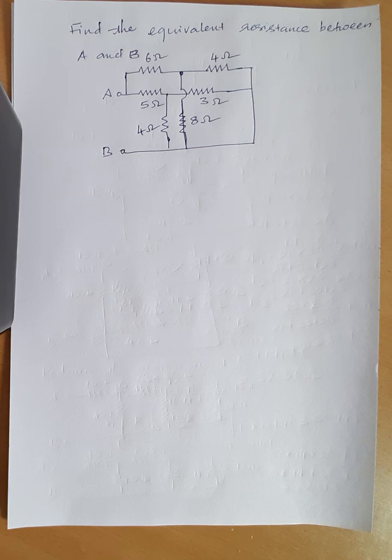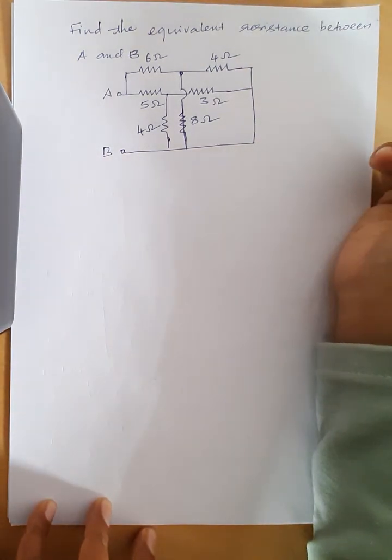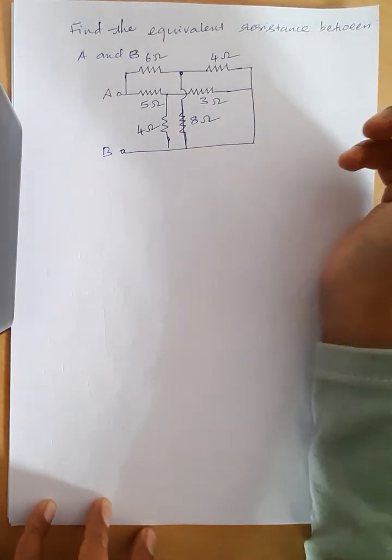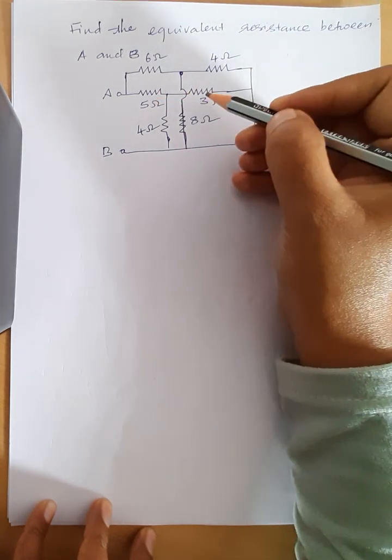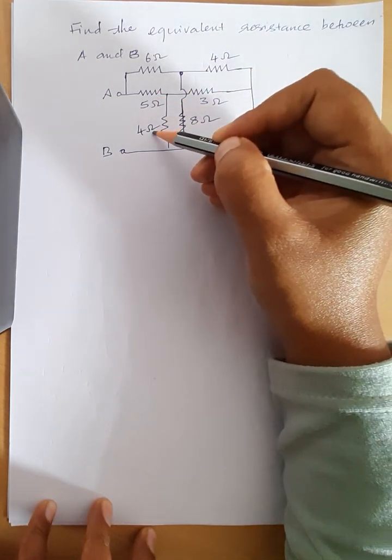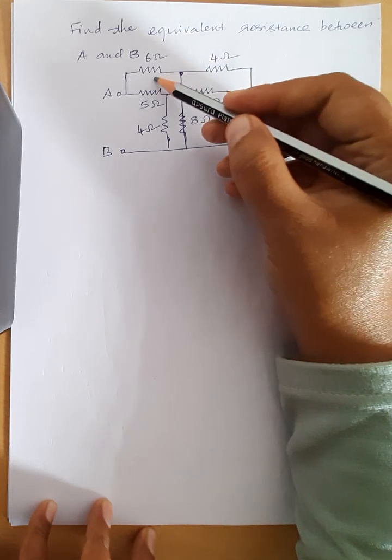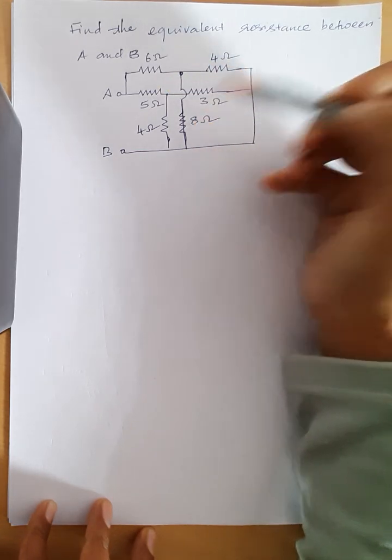Next problem. Find the equivalent resistance between the terminals A and B using star delta transformation. So this is the circuit which is given. Observe the circuit. When you observe the circuit, you can find two T networks present. One is 5 ohm, 3 ohm and 4 ohm, and another one is 6 ohm, 4 ohm and 8 ohm.